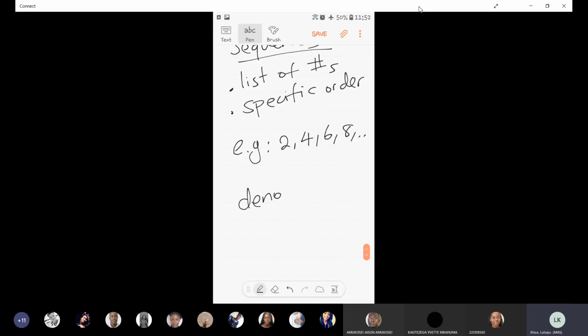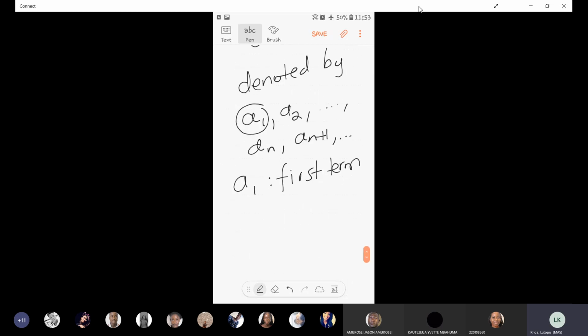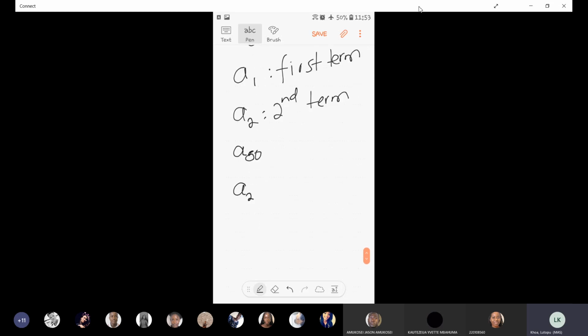So these are denoted by A1, A2, and so on. You get to the nth one, then the next one is n plus 1, and then they continue in that manner. So A1 here, this will be our first term. A2, this will be our second term, and so on. So if I want the 50th term, I will just say A sub 50. If I want the 20th term, A sub 20.